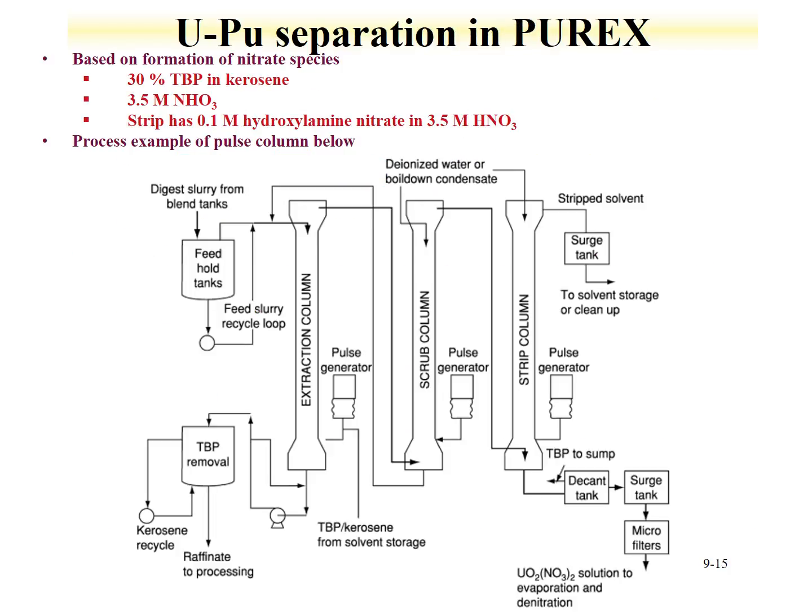An example of a pulse column separation is given here. The organic phase is 30% tributyl phosphate and kerosene. The aqueous phase is 3.5 molar nitric acid, and the strip phase contains 1.5 molar hydroxylamine nitrate in the aqueous phase of 3.5 molar nitric acid.